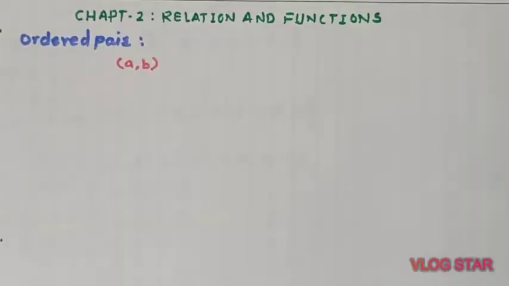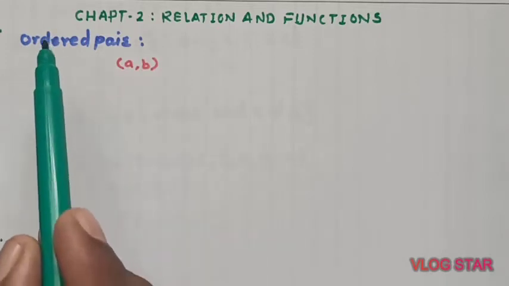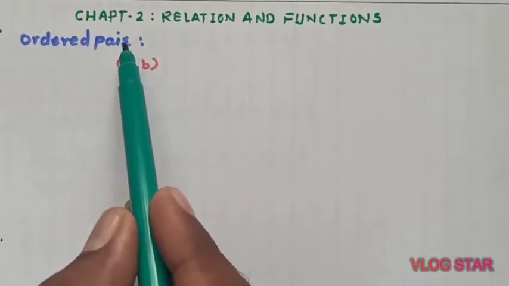This is chapter 2, relation and function of class 11. We have already discussed sets, its types and operation on set. Now we'll discuss relation. But before starting the concept of relation, we should know certain terms related to that. And here we have the first term, ordered pair.